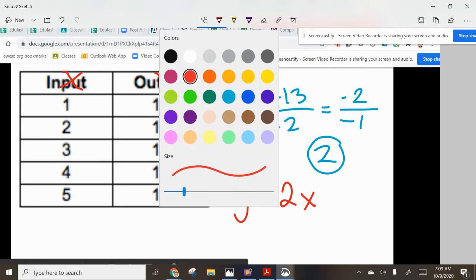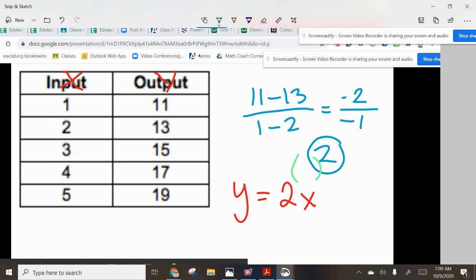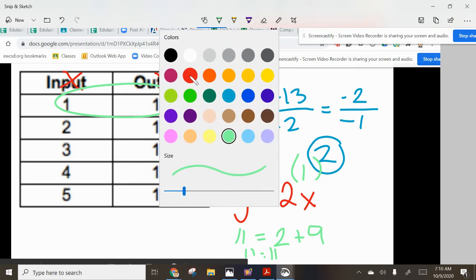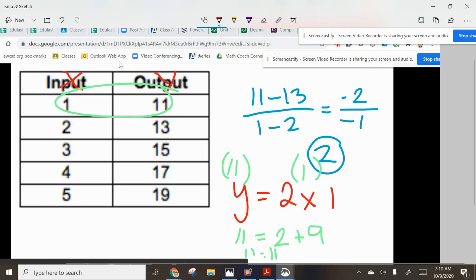If my slope is 2, let's plug these in. I'm going to choose the first coordinate. 1 goes here, 11 goes here. Does 11 equal 2? Nope. How do I get it to be 11 equals 11? What must I add to 2? Right, and there's your final answer. There's your entire equation. And you guys can do this.